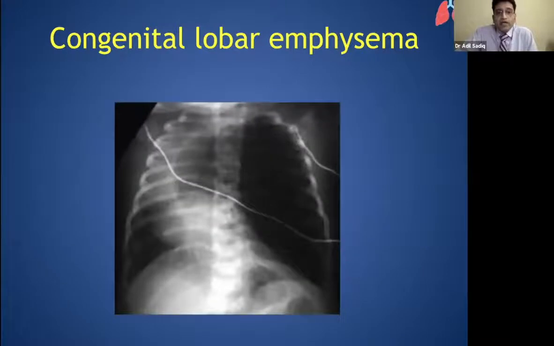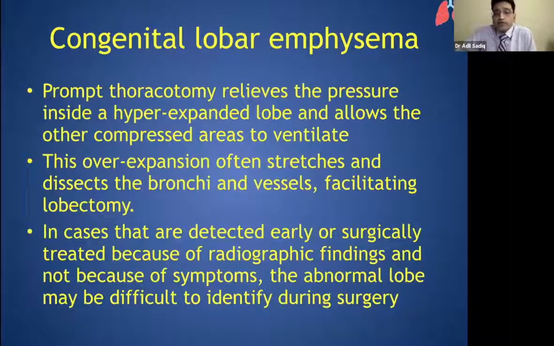newborn. And a prompt thoracotomy relieves the pressure inside the hyperexpanded lobe, and the hyperexpansion itself stretches and makes the dissection for lobectomy much easier. In cases that are detected early, or just because of the radiological symptoms, sometimes the lung may not be that overinflated, and it may be difficult to find that during surgery.